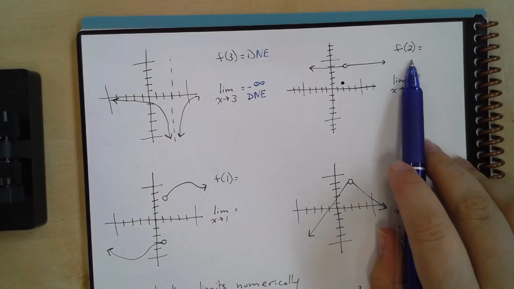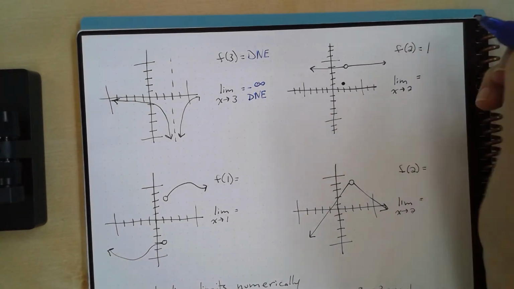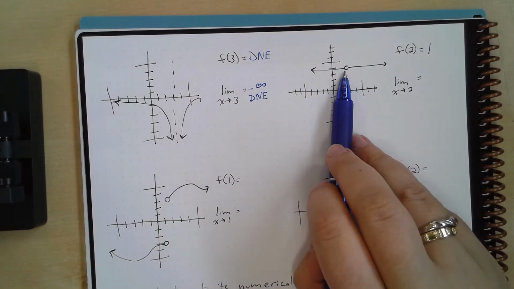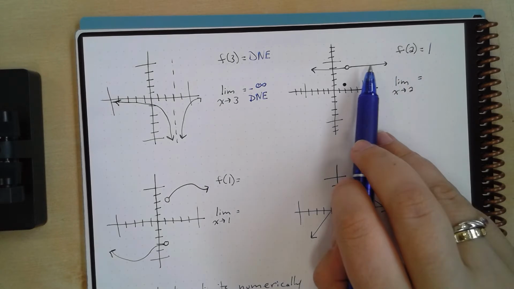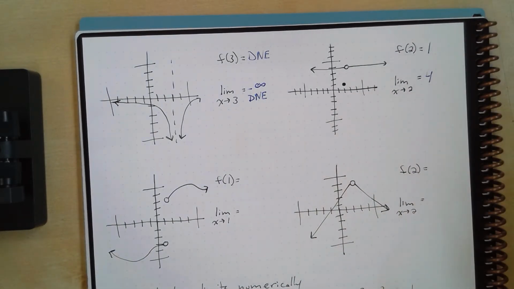Here, f of 2 is equal to 1. We actually have a value there. But the limit as x approaches 2, well, as we approach 2 from the left, it looks like we're approaching 4. As we approach from the right, we're approaching 4. So here is a really good example of how the limit and the value of the function can be different.